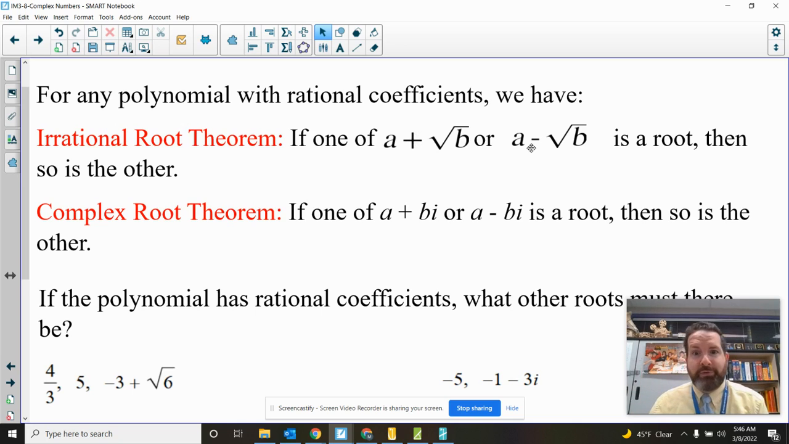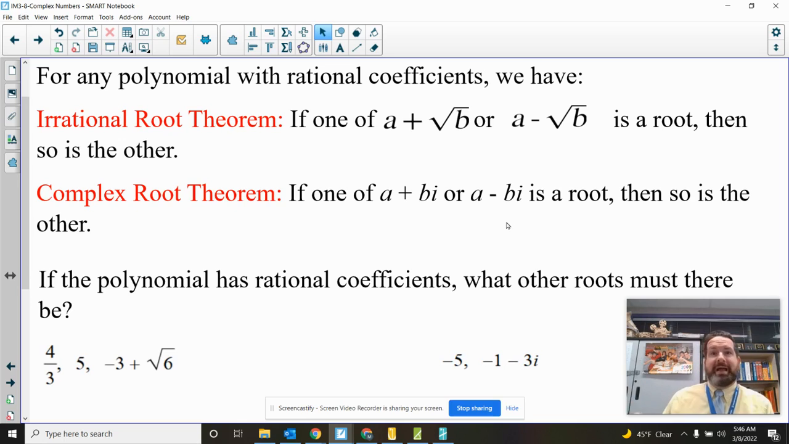A conjugate is the same thing, but the sign in the middle is switched between plus and minus. Again, coming from the quadratic formula, something very similar happens with our imaginary numbers. If a plus bi is a root, or if a minus bi is a root, then so is the other one. What this means is, if you know that one of your roots is, say, 2 minus 3i, as long as your coefficients were rational to start with, you also know another root has to be 2 plus 3i. So you get a lot of information without necessarily having the entire picture.